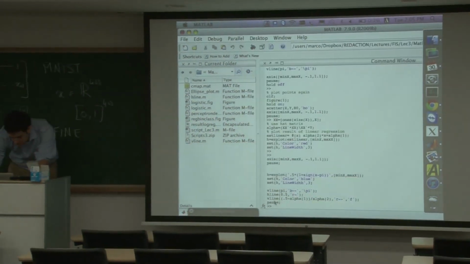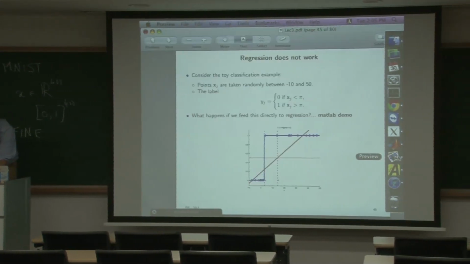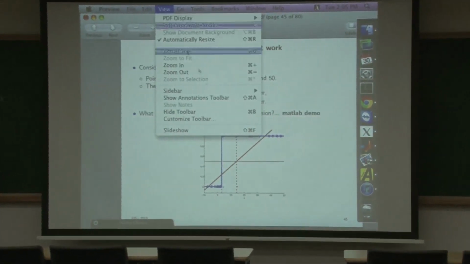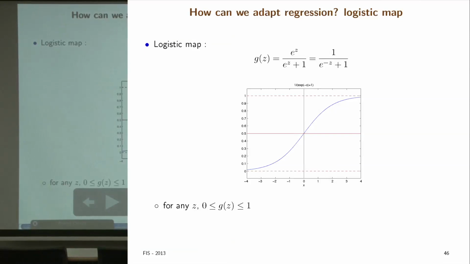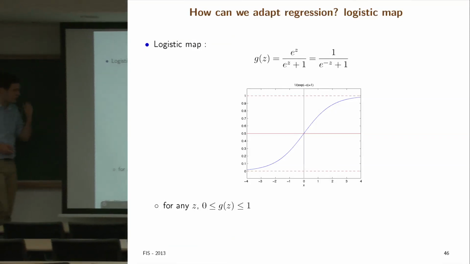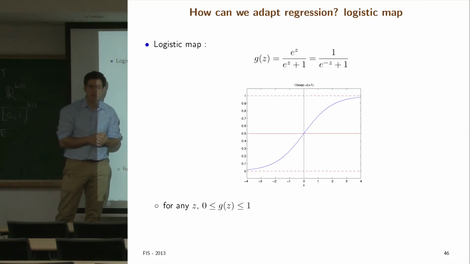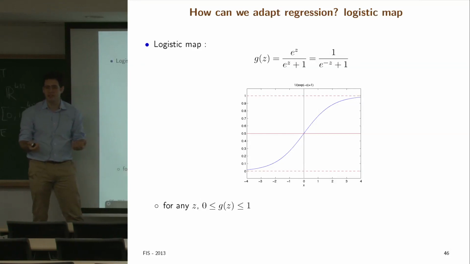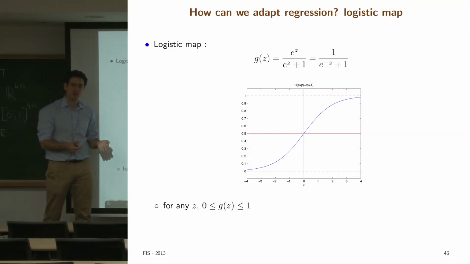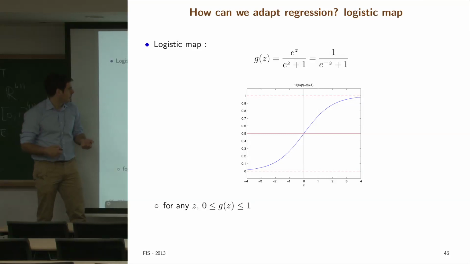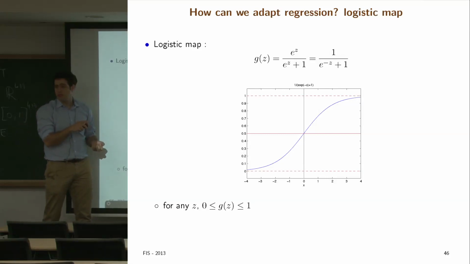So the question is, is there, however, a way we can save regression, that we can make it useful for the purpose of classification? And there's one way, and it's called logistic regression. And why is it called logistic regression? Because logistic regression builds on regression and on a function called the logistic map. So this is the logistic map.